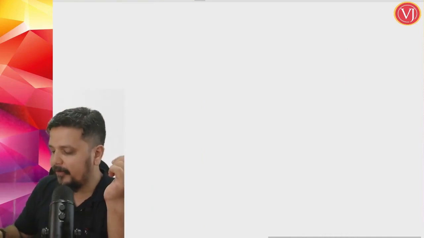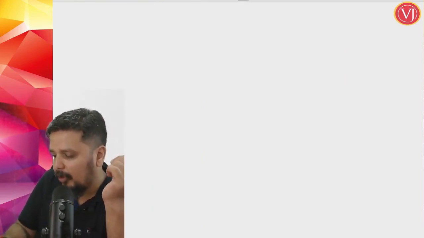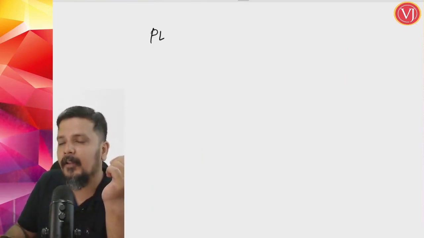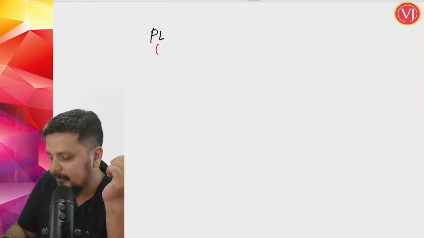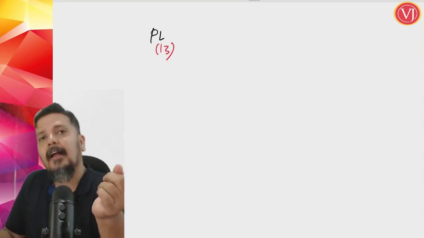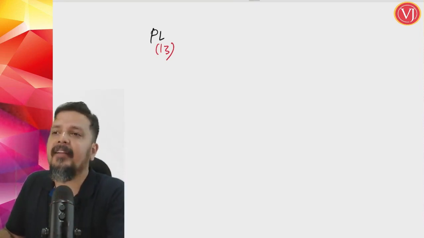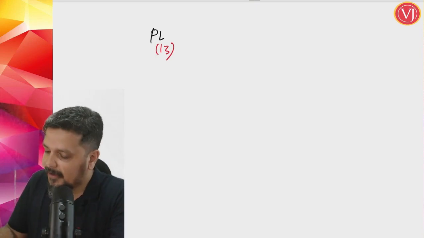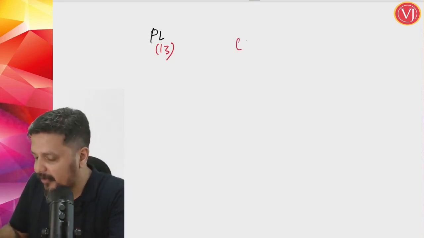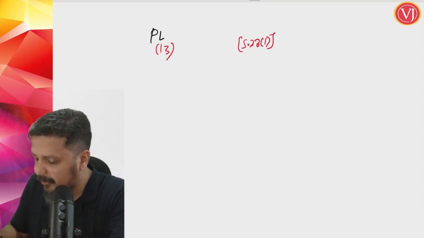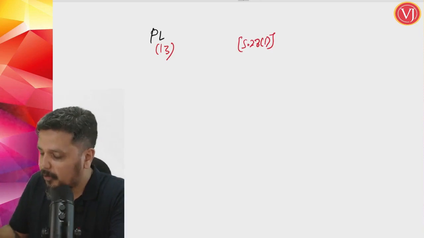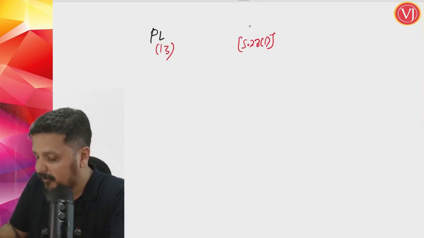Now, let me put this in a very different manner. Supposing you are talking about pilferage loss, you are talking about petty thefts, covered in section 13. A comparative term is there in section 23(1). Now what is that comparative term? You are talking about total loss or major loss.